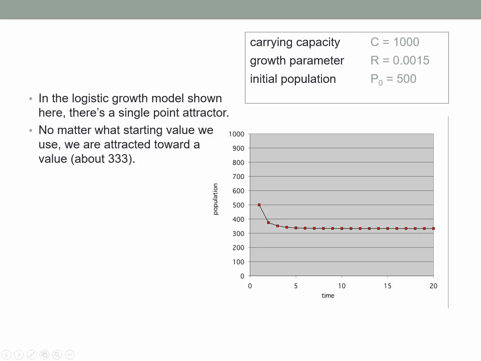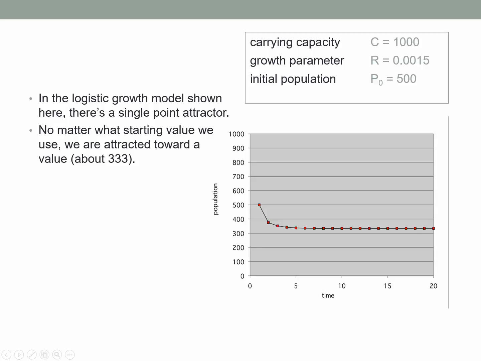If you use the growth parameter R equals 0.0015, then here's the population sequence that you see. It drops down initially from 500 to a little bit below 400, and then a little bit more, and it's always dropping, but pretty soon you can't see the drops because they're so small. That's because there's a limiting value to the population sequence. It's about 333.